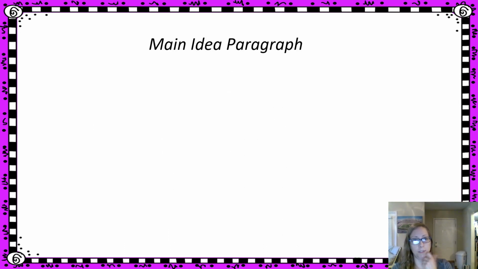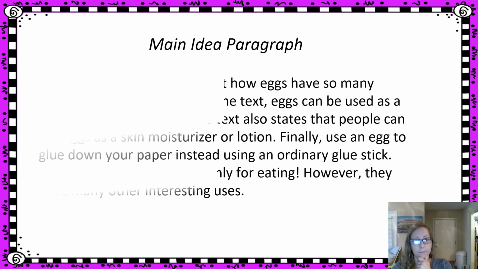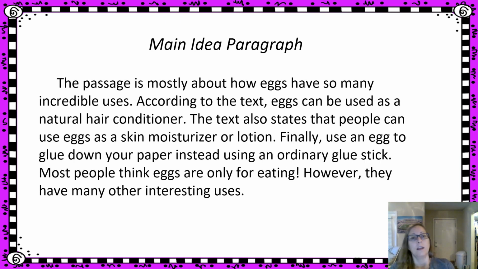All right, so I'm just going to read it once through. The passage is mostly about how eggs have so many incredible uses. According to the text, eggs can be used as a natural hair conditioner. The text also states that people can use eggs as a skin moisturizer or lotion. Finally, use an egg to glue down your paper instead of using an ordinary glue stick. Most people think eggs are only for eating. However, they have many other interesting uses.